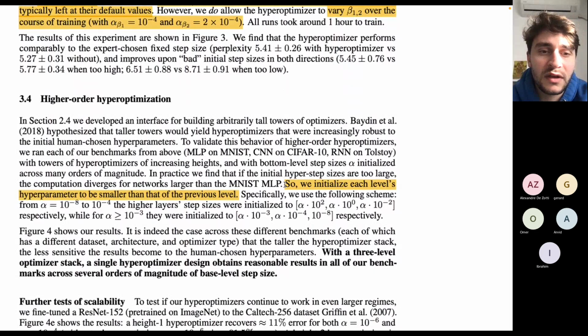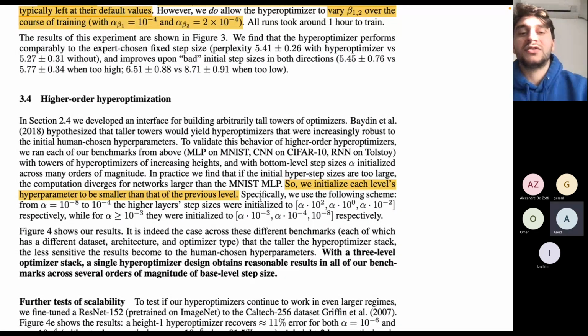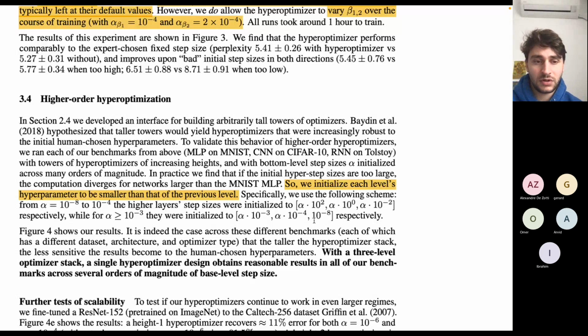And they say, in practice, we find that if the initial hyper step sizes are too large, the computation diverges for networks larger than the MNIST MLP. So we initialized each level's hyperparameters to be smaller than that of the previous level. So they're always like 2 orders of magnitude or something less than the original. And the result, which they have, is with a 3-level optimizer stack, a single hyper optimizer design obtains reasonable results in all of our benchmarks across several orders of magnitude of base level steps.